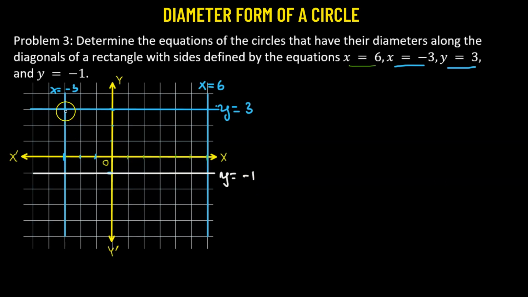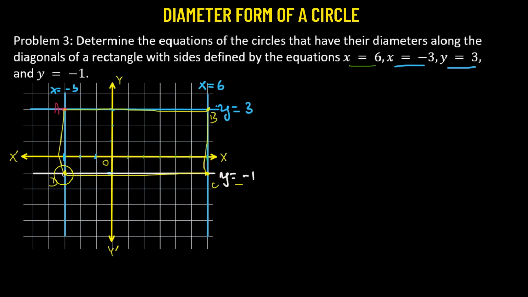So here we obtained a rectangle. Let's name the vertices. The first vertex is going to be A. Then we have the vertex B, which is where the line x equals 6 and y equals 3 intersect. Then we have the other vertex C, where the line x equals 6 and y equals negative 1 intersect. And then we have the fourth vertex D, the point where the line y equals negative 1 and x equals negative 3 intersect. So now we have the rectangle ABCD.